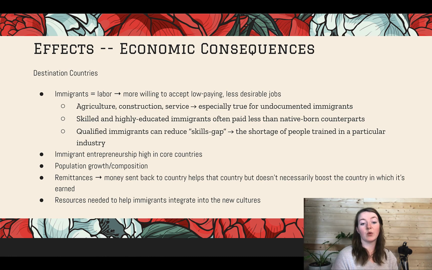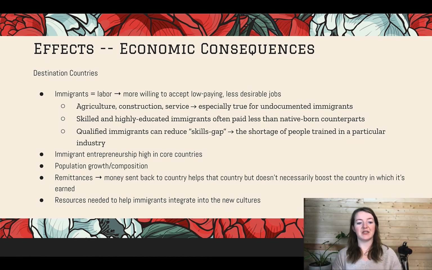We can also see that qualified immigrants reduce the skills gap. So this is the shortage of people trained in a particular industry. This is a really good thing. So if we need workers there and we have them, this is providing that source of labor. Another benefit that we see is immigrant entrepreneurship tends to be very high in core countries. So a lot of the times you have immigrants come into the country and they start businesses. We particularly see this in things like restaurants, but it's not exclusive to that. And they're often very popular, not only amongst immigrant communities, but also amongst native-born communities.